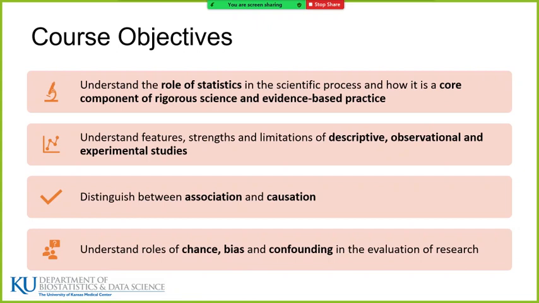We'll also briefly distinguish between how we can infer causation and when association is more appropriate, which requires us to, again, understand the roles of what's called chance or random variation, bias or systematic variation, and confounding in the evaluation of our own research and the research in the literature.